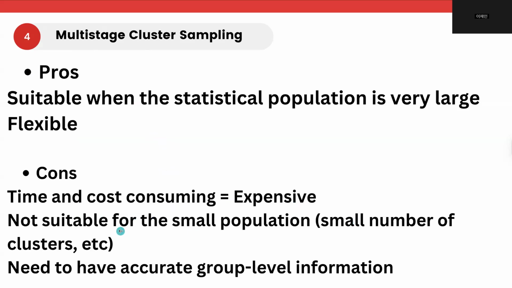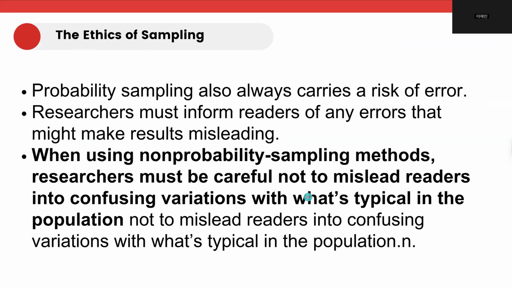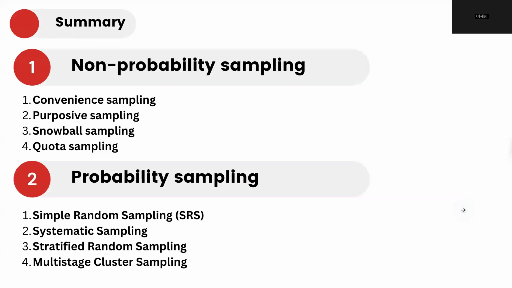If you do not have a satisfactory number of clusters and a large sample in the population, or you may not be able to apply the criteria and need accurate, current-level information. So the ethics of sampling is that usually probability sampling is used for collecting information. When using a non-probability sampling method, researchers must be careful not to mislead the readers into confusing variations in the population, or confusing the dependent population.